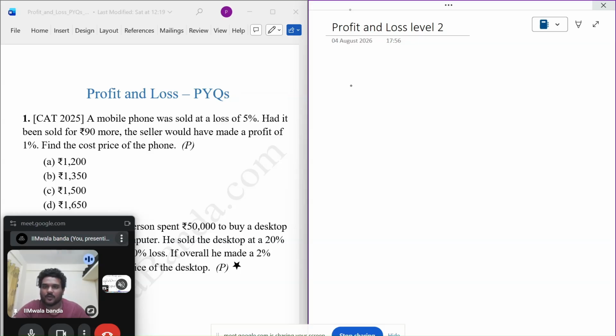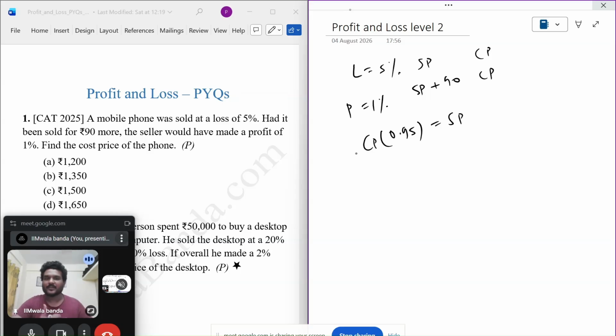A mobile phone was sold at a loss of 5%. Had it been sold for 90 rupees more, the seller would have made a profit of 1%. So again, a very direct application, and it was a question of last year. What will we do? We know that the cost price was reduced by 5%. Then we got the selling price. This we're doing because in the previous assignment and the foundational level one video, we have discussed in detail how we don't need to write formulas, but we can directly write this multiplication factor.